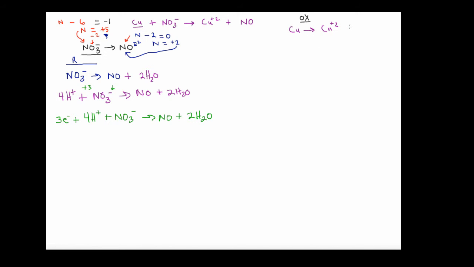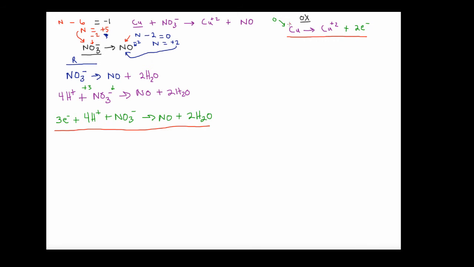All we have to do here is balance the charge. The net charge on the left side here is 0. The net charge on the right is +2, so we're going to add 2 electrons to the right side of my equation. Now, the next step here is to inspect both equations, and specifically you want to look at the number of electrons. You can see that in the copper half reaction there are 2 electrons, and in the nitrate half reaction we have 3 electrons. We need to equalize these.